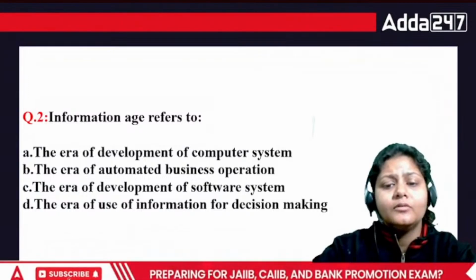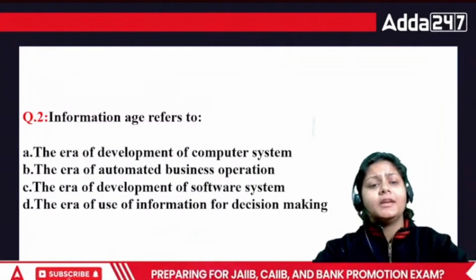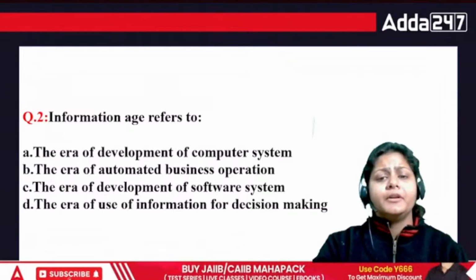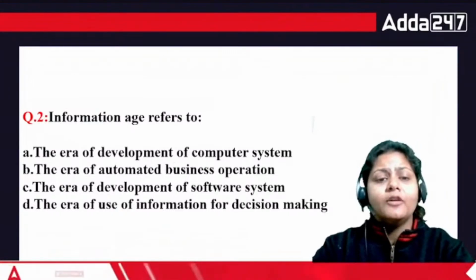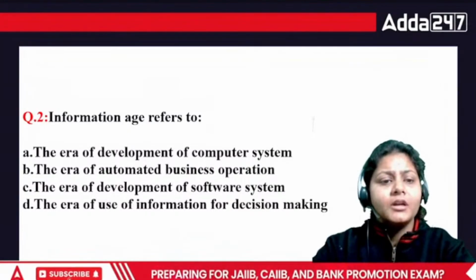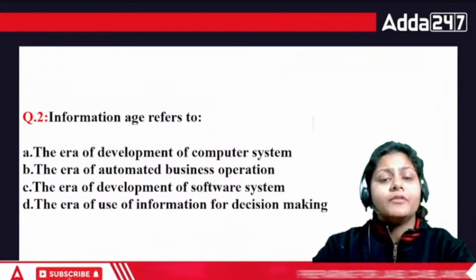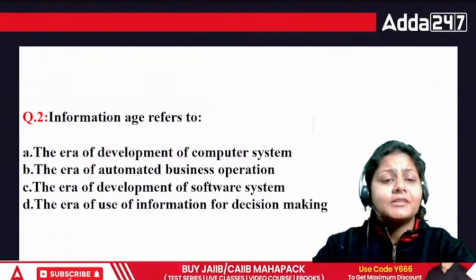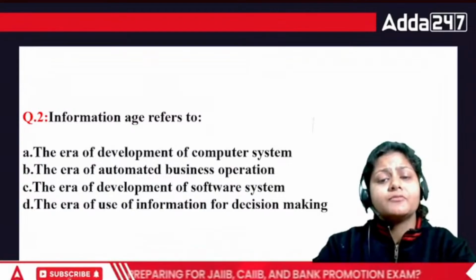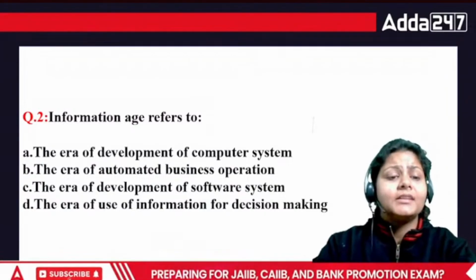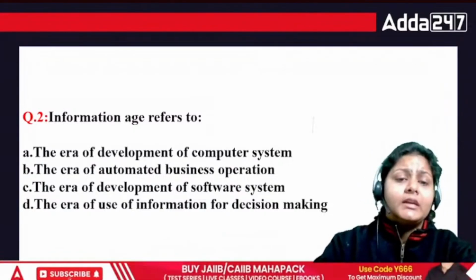Right. So what is the right answer? Option A is the era of development of computer system. B is the era of automated business operation. C is the era of development of software system, and the last one is the era of the use of information for decision making. Here the answer is D.